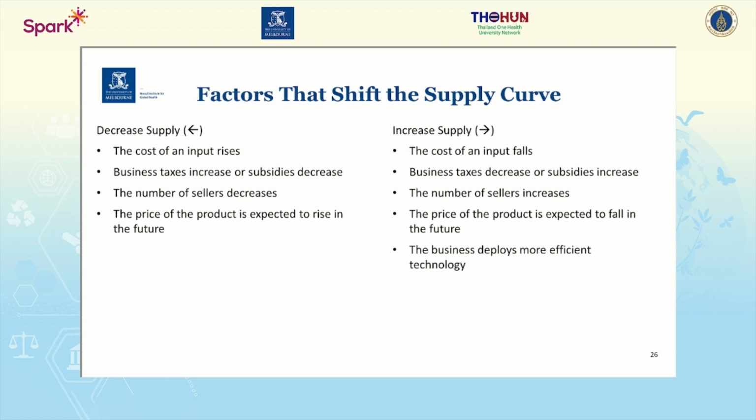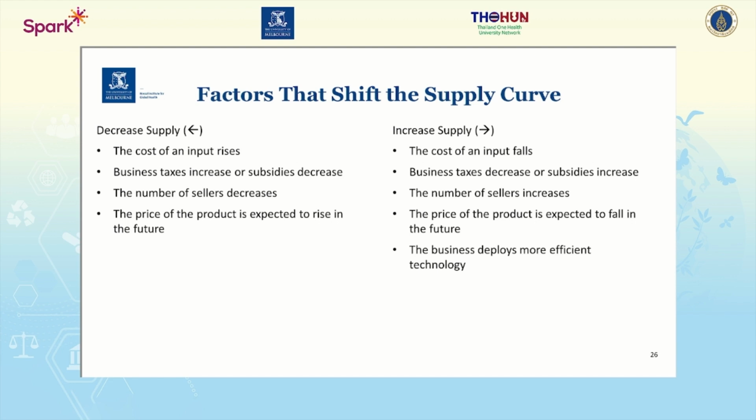The number of sellers decreasing can decrease the supply, so people just exit the market. And the price of the product is expected to rise in the future. So if I'm a seller and I expect that 2 months from now, I can sell the same thing for twice the price, I don't want to sell it now. I want to wait and sell it in the future. So that can also decrease supply.